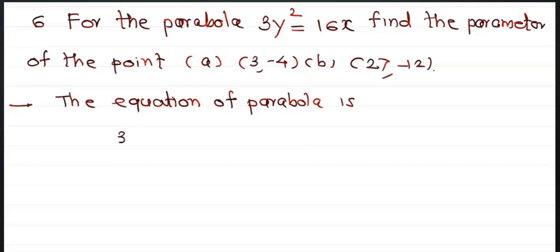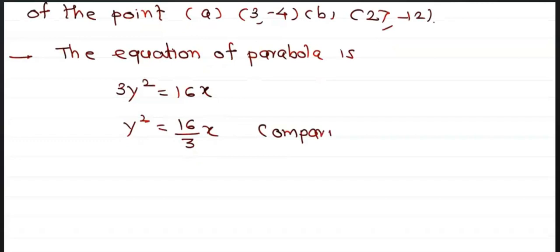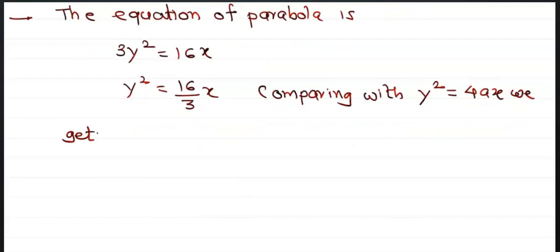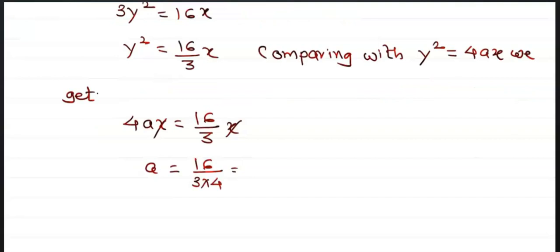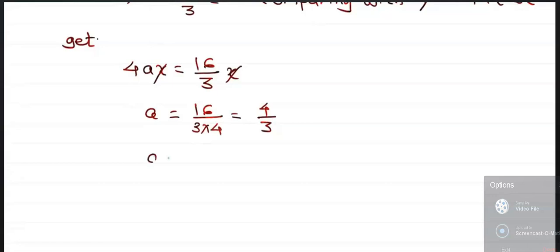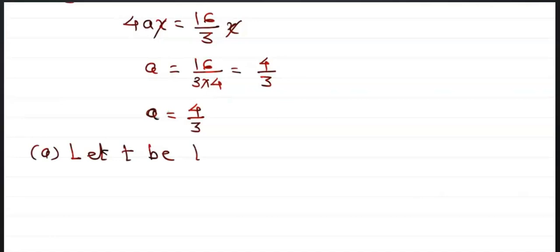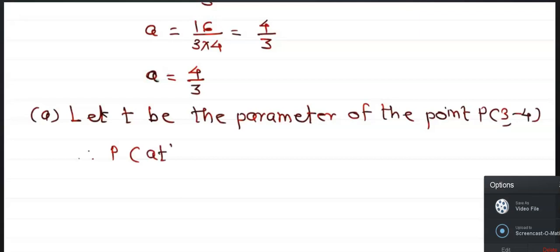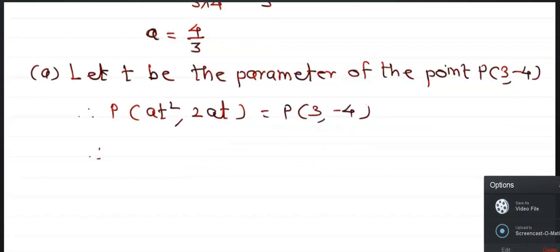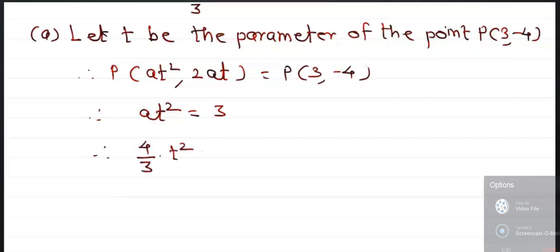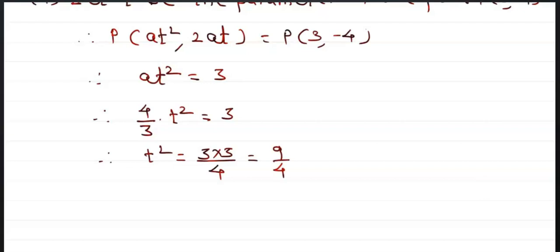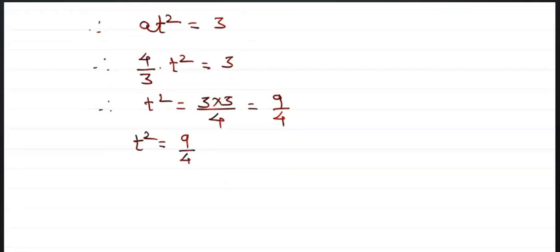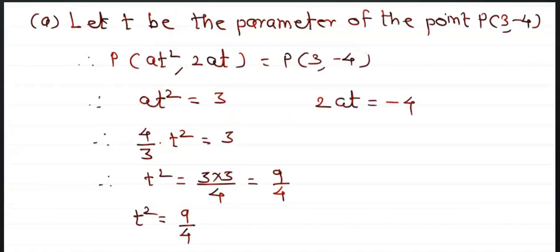The equation of the parabola is 3y square is equal to 16x. Therefore, comparing it with y square is equal to 4ax, 4a is equal to 16 upon 3. Therefore, the value of a is 4 upon 3. Now the parameter. Let t be the parameter of the point (3, −4), that is (at square, 2at). Therefore, at square is equal to 3, the value of a is 4 upon 3, that is t square is equal to 9 upon 4, and 2at is equal to −4.